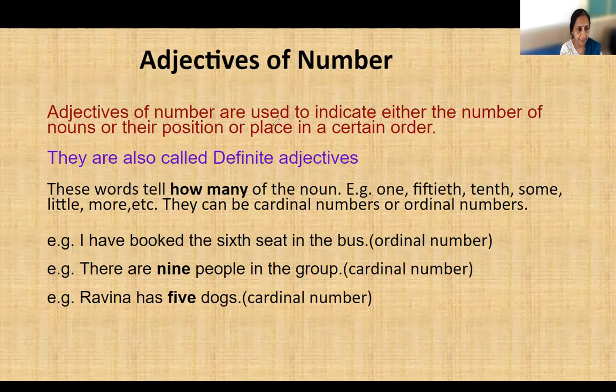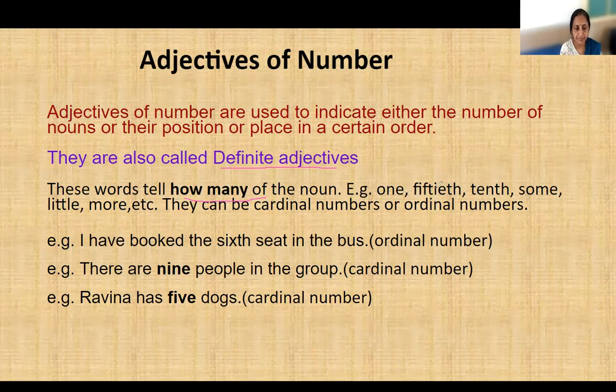Adjectives of number are used to indicate either the number of nouns or their position or place in a certain order. They are also called definite adjectives, like the earlier one was called indefinite adjectives. Now these words tell how many. You need to ask the question, how many?